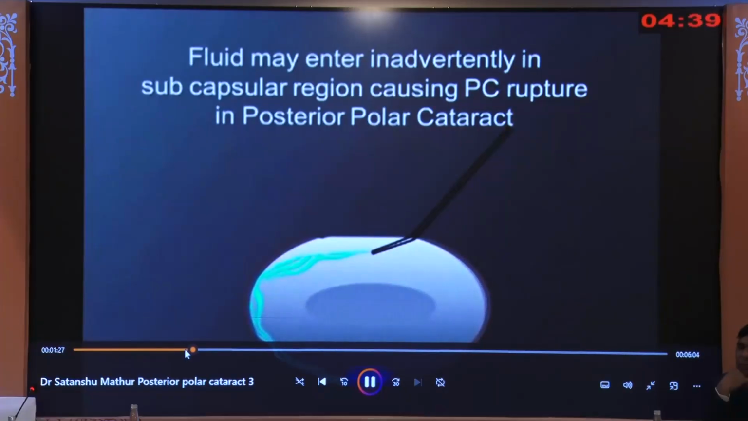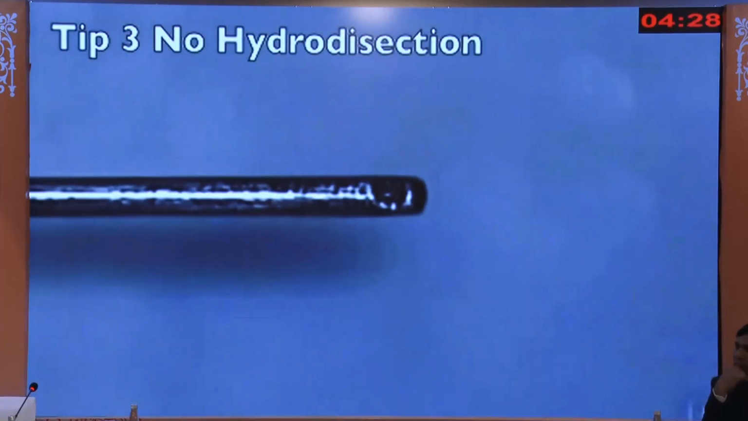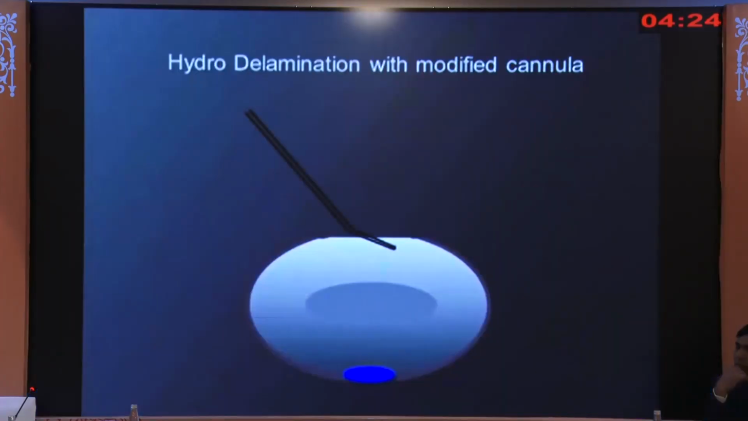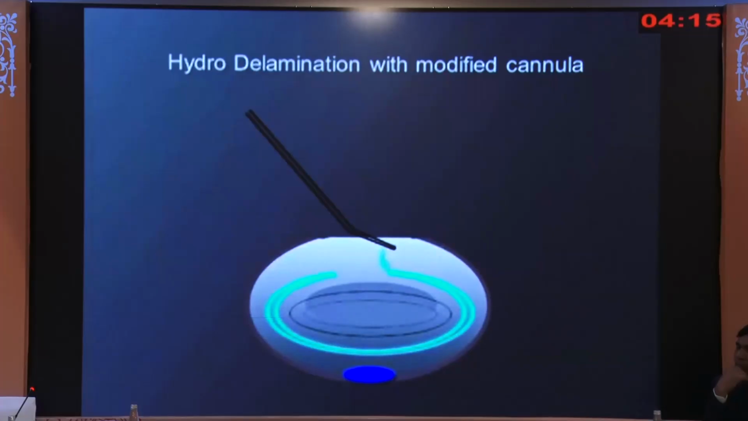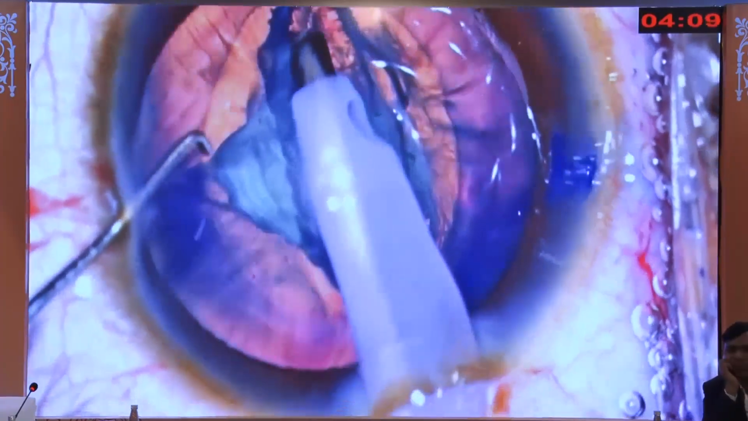Here is the line. So when we are using this cannula, which has the tip not on the front but on the sides, the fluid does not go behind the posterior subcapsular cataract, it goes above it. It separates the nucleus from the cortex. So our purpose is solved. Even if we do hydrodissection, it will not cause any problem. But otherwise, we should avoid hydrodissection, and use the hydrodelineation tip.